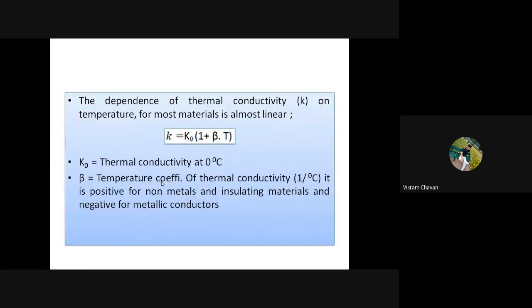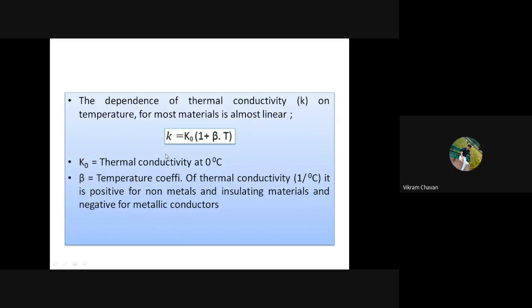Now here there is one equation for the dependence of thermal conductivity K on temperature, which for most materials is almost linear. Why is it linear? Linear means if you draw the graph of variation of thermal conductivity with respect to temperature, you will get a straight line. So how do we come to that? We need to plot this graph with respect to this particular equation.